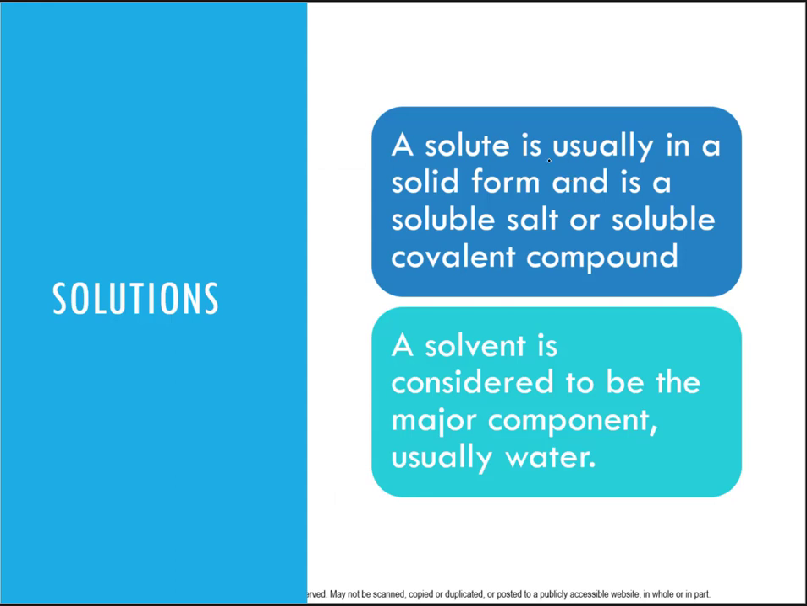So we have a solute. It's usually in a solid form, and it's a soluble salt or a soluble covalent compound. Again, we need it to be dissolved in solution. A solvent is considered to be the major component. Usually it's water.